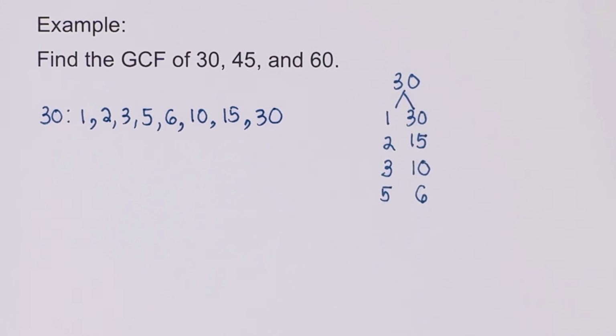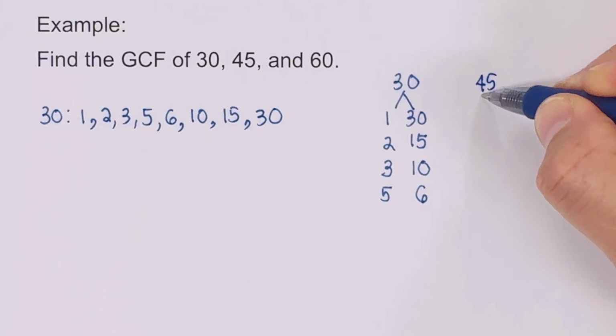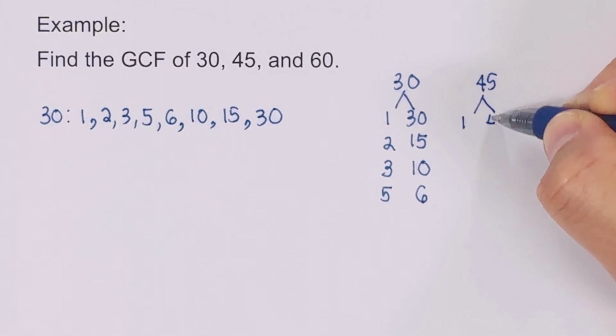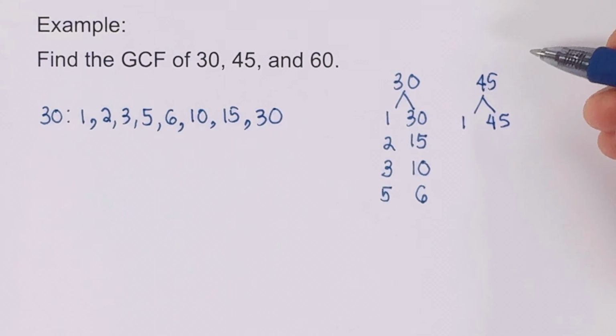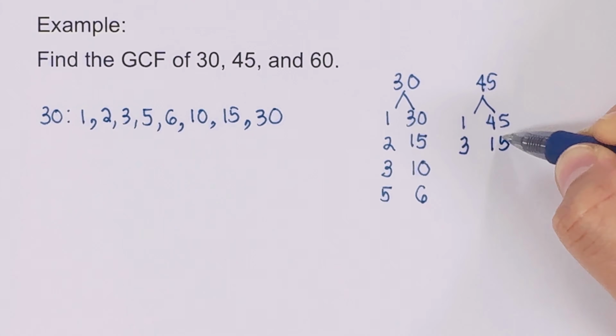Now, I will find the factors of 45. So I'm going to go ahead and write that down here. So again, we always start with 1 times 45. 2 doesn't work with 45. 3 works with 45. So that would be 3 times 15.